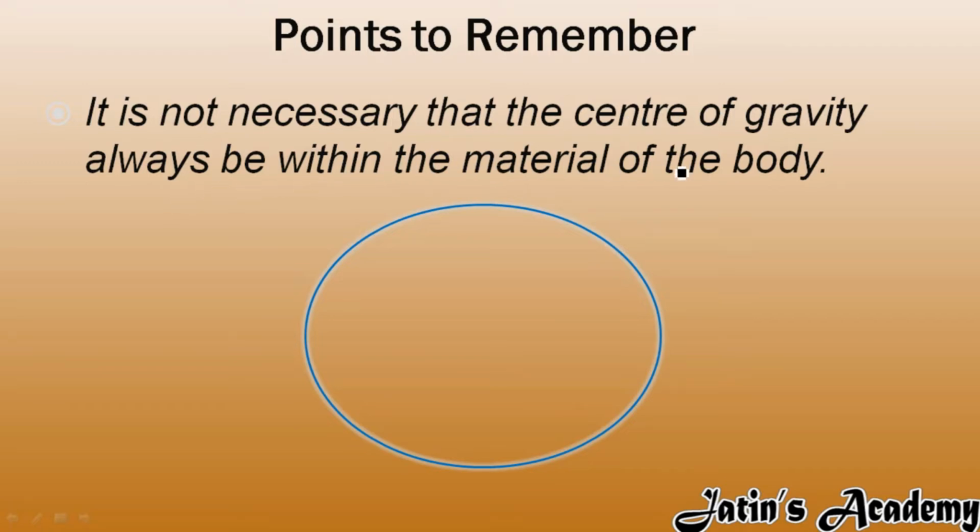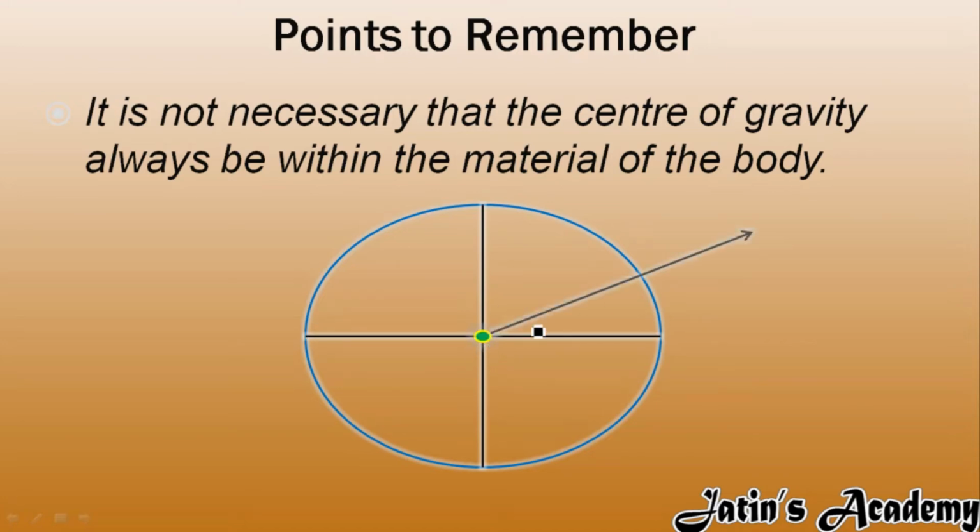Next, it is not necessary that the center of gravity always be within the material of the body. For example, we have one bangle. For the bangle, here we have a material, but where is the center of gravity? So let's find the center of gravity of this bangle. For this we have to take one thread like this and another thread like this.